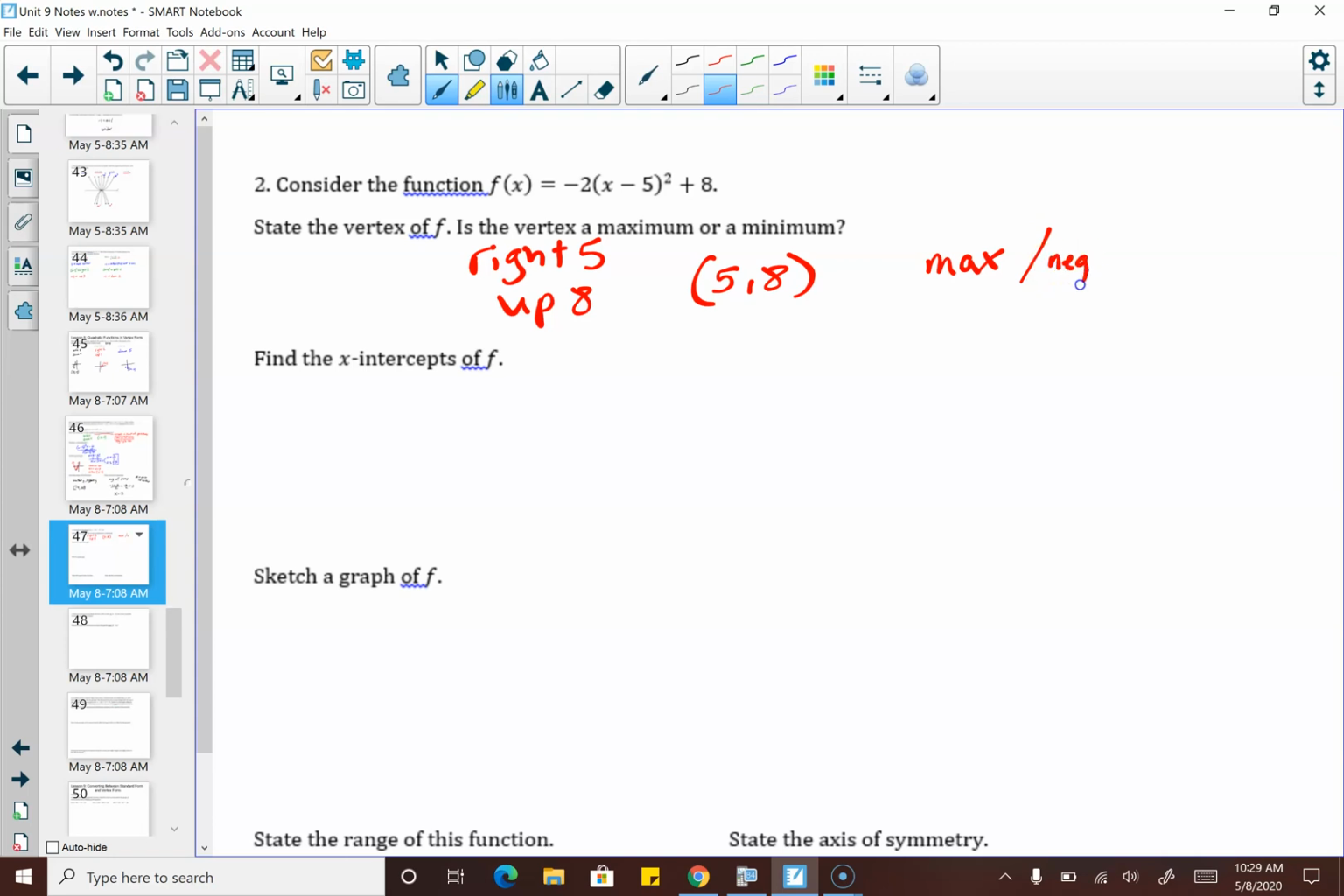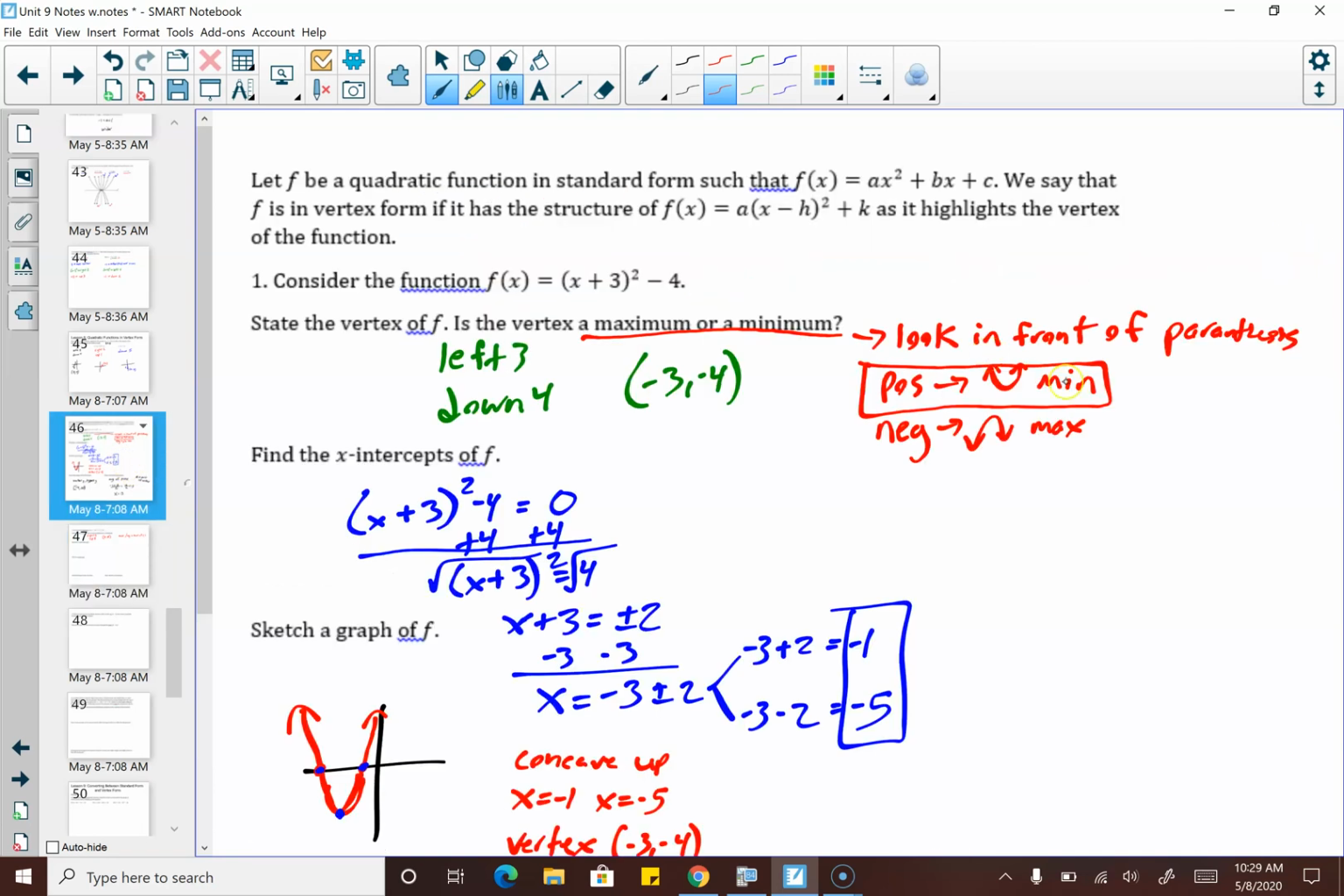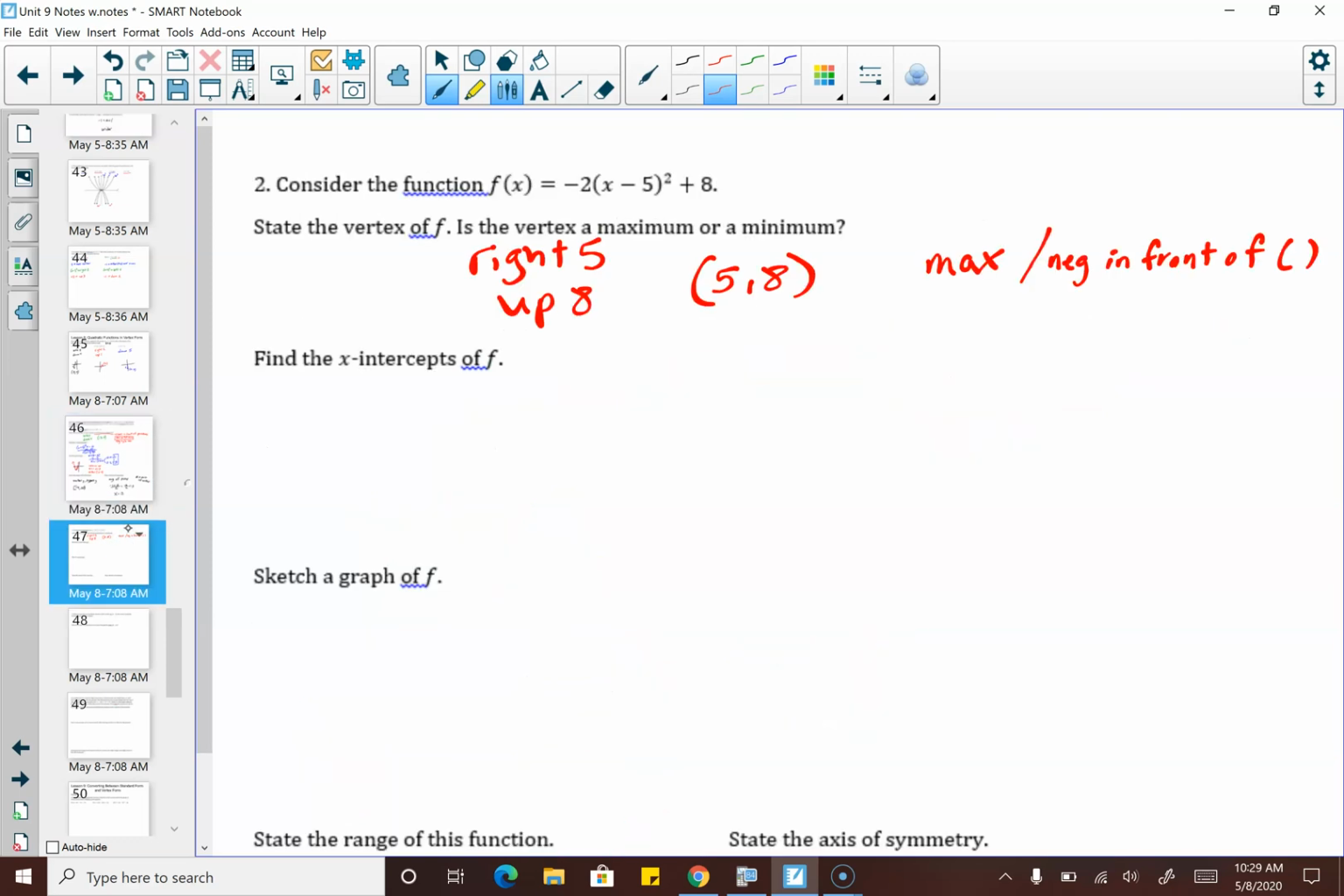There's a negative in front of our parentheses. If we look back at our previous one, remember, positive means it's concave up and it's a minimum. If there's a negative out in front, that means it's concave down and it's a maximum. Because of that negative 2 out in front, that's going to make it concave down, and that's going to give us a maximum.